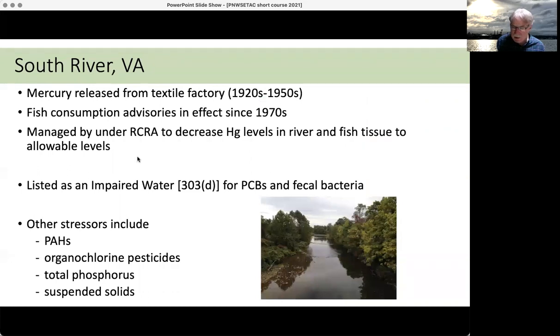The history is that mercury was released from what was not just a textile factory; it made fiber like rayon and nylon. There have been fish consumption advisories for mercury since the 70s. Actually, John Cairns and a group from VPI worked on here. It's managed under ERA-HHRA, and the management is towards the mercury levels. It's listed as impaired water through the 303(d) process for PCBs and so on, and there are other stressors as well: PAHs, pesticides, phosphorus, suspended solids. It's almost a classic semi-urban industrial river, even though it's in a fairly rural area of Virginia.